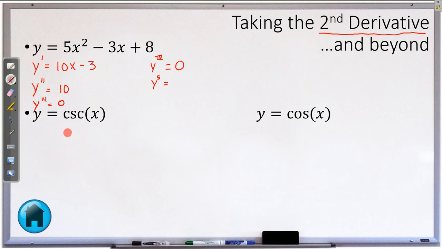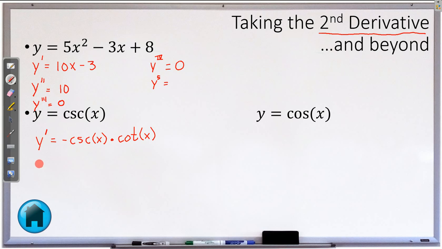Sometimes not so much. Y is equal to cosecant x. We just did this in the previous lesson, at least the first derivative, so hopefully we have the first derivative memorized. The derivative of cosecant x is negative cosecant x times cotangent x.